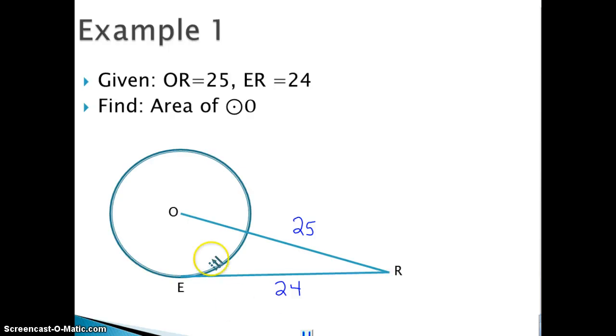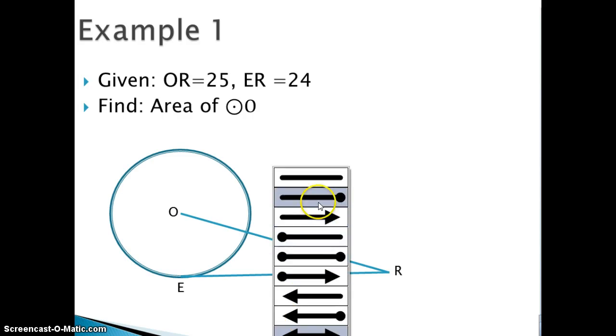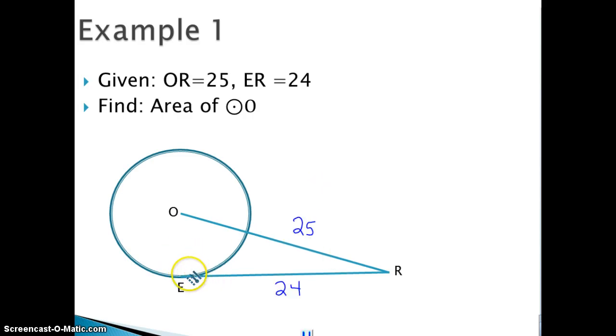There we go. I think that'll work. Alright, so I start at O. This is my radius. And I draw it right to E. Now E is the point of tangency with the line RE, and OE is the radius. So just as we talked about here, the radius and the tangent are going to be perpendicular. So we've got a right angle right here.